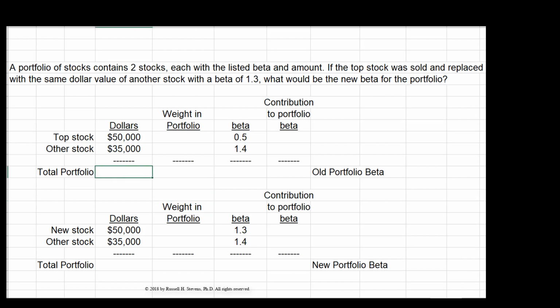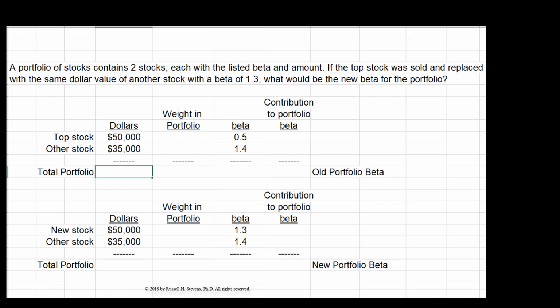While the words outlining this next problem may seem confusing, it's really just an exercise in creating two portfolio beta schedules. The dollar amounts for these stocks are already filled in, as well as the betas. Using those, the weights in the portfolio need to be calculated, and then the contributions to the portfolio beta need to be calculated.